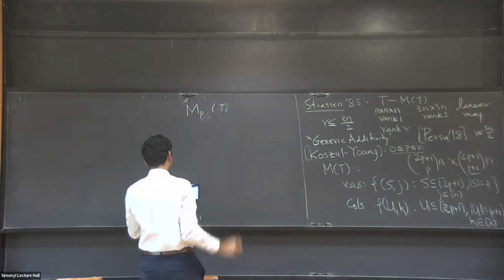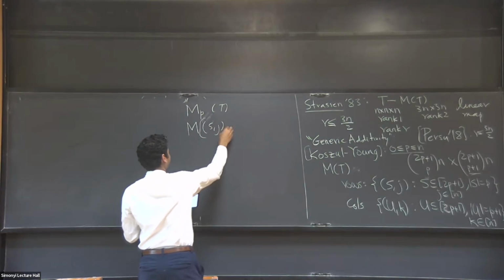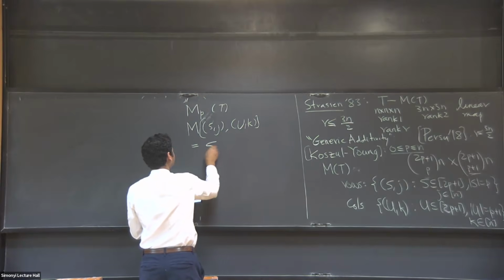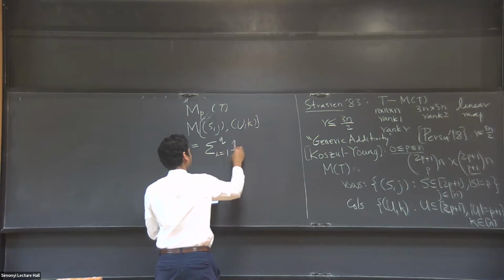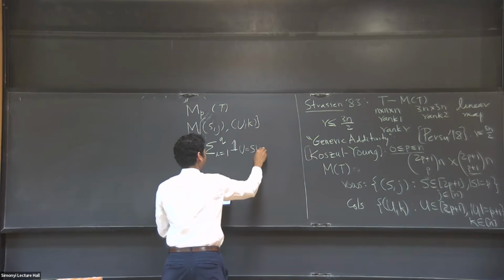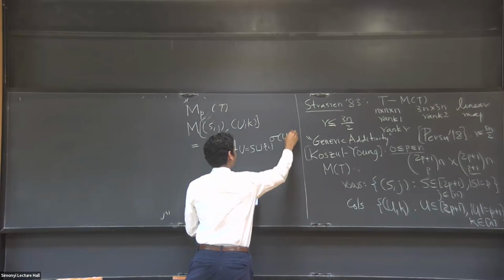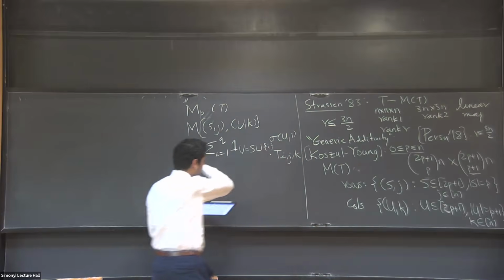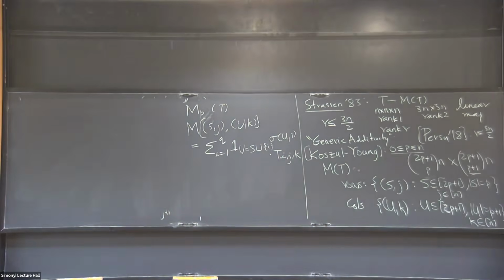Maybe M_P of T here. Okay, good. And so M at S comma J and U comma K would equal... okay, so I'm going to explain this definition to you, and then we'll make it act on the rank 1 matrices to see exactly what it does.